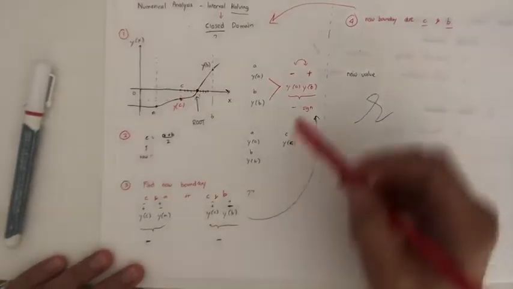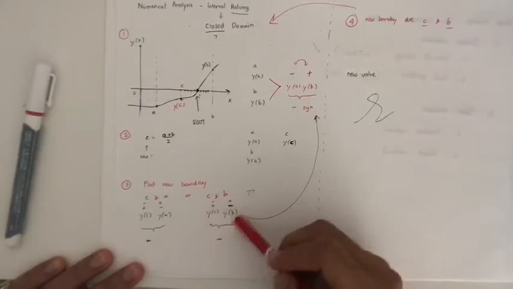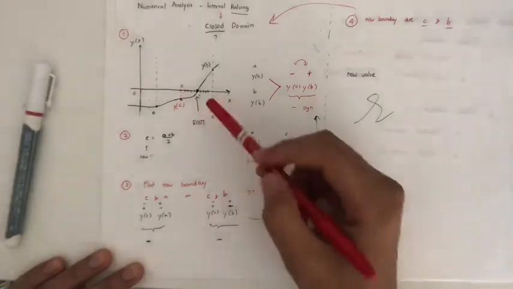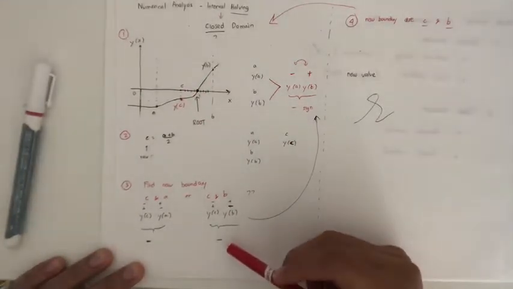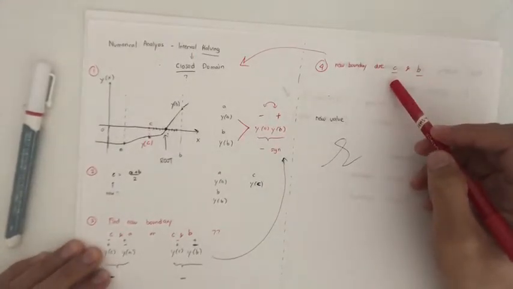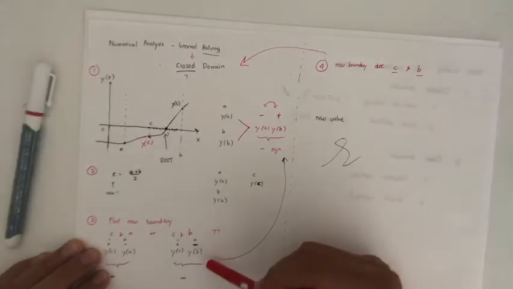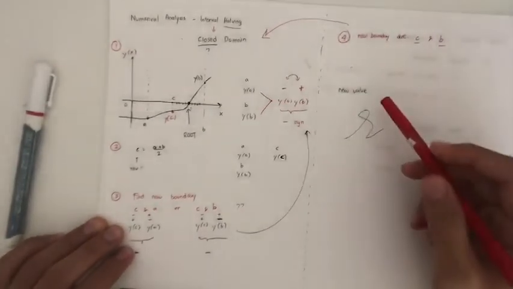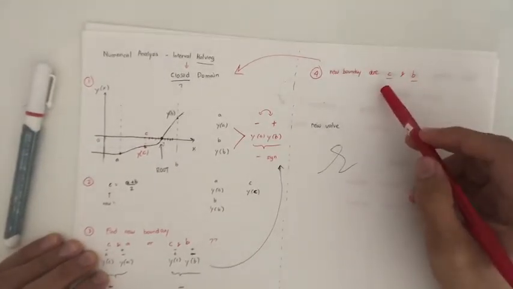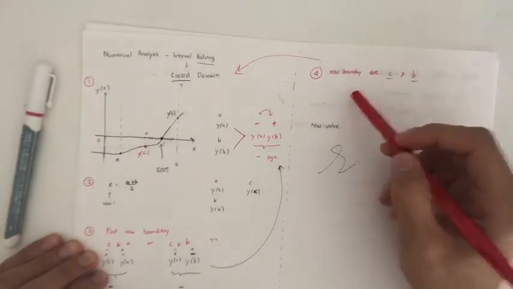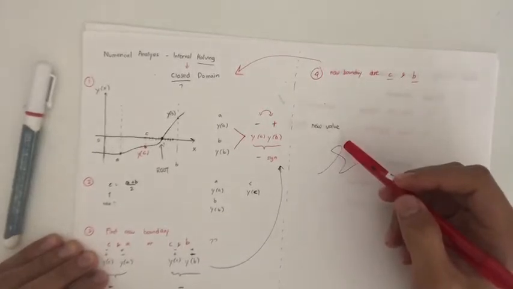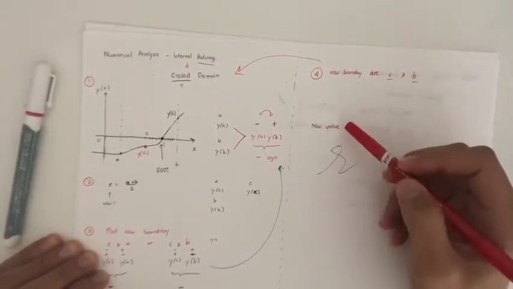Because again, it's the same as before. When the result has a negative value, it means that there is a part of the equation crossing the x-axis, and we found a new boundary for the equation here. So let's say that yc and yb give a negative value, and then we have a new boundary here, c and b. So that's pretty much it, because after this we can just repeat the same process again and again until we get our new value.